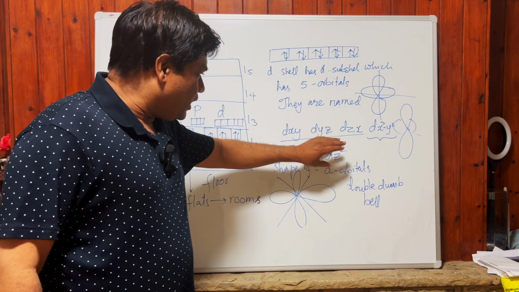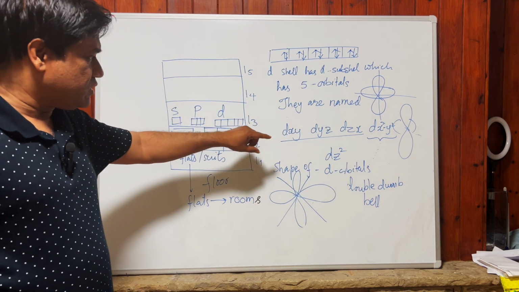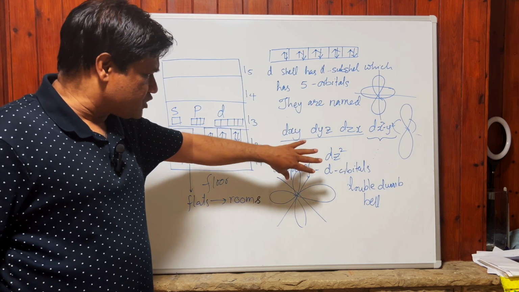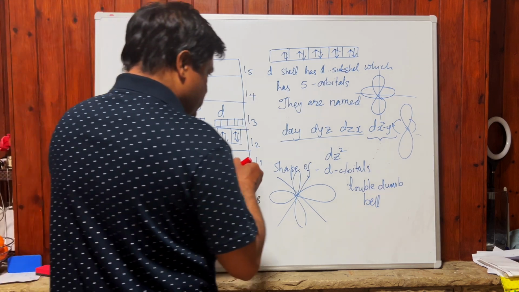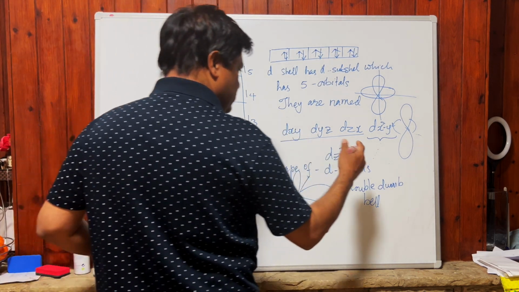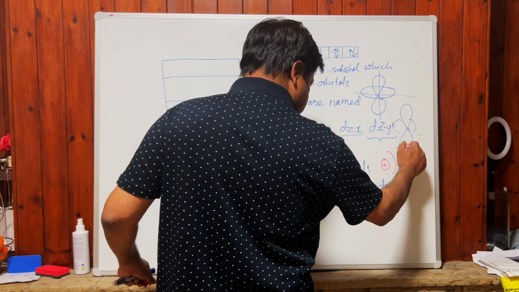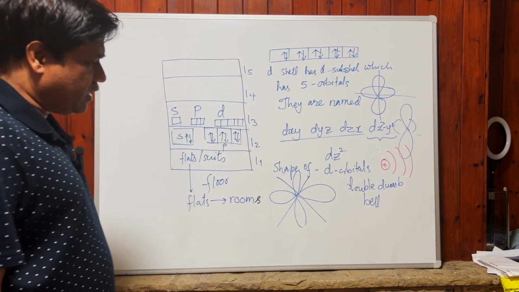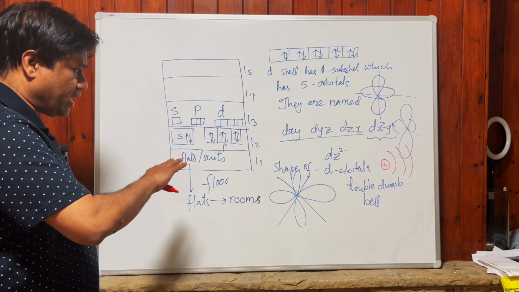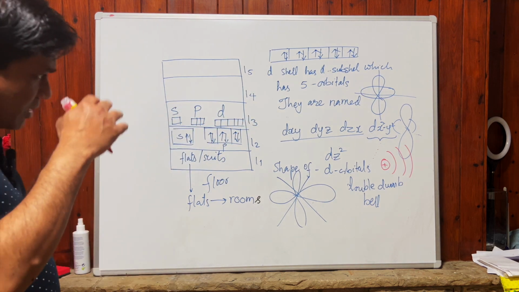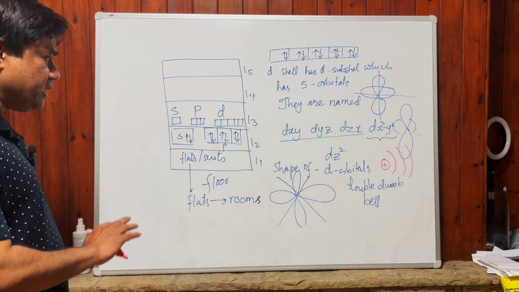We can compare the atom to a big building. The atom has a center part, which is the nucleus, and we have shells. In those shells we have electrons. Mostly, shells have subshells, subshells have orbitals, and orbitals contain electrons.